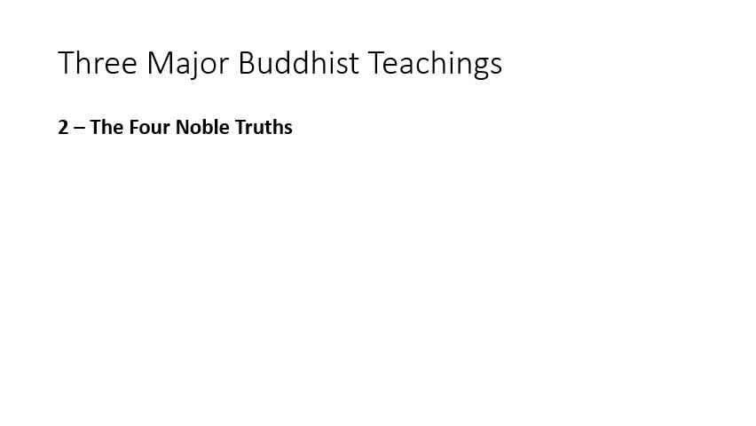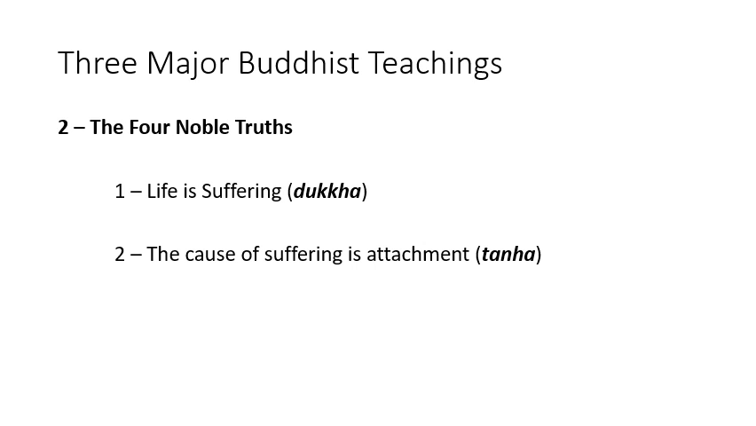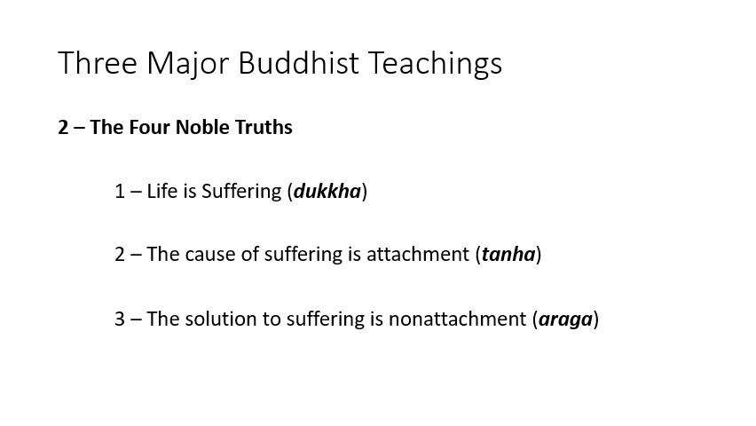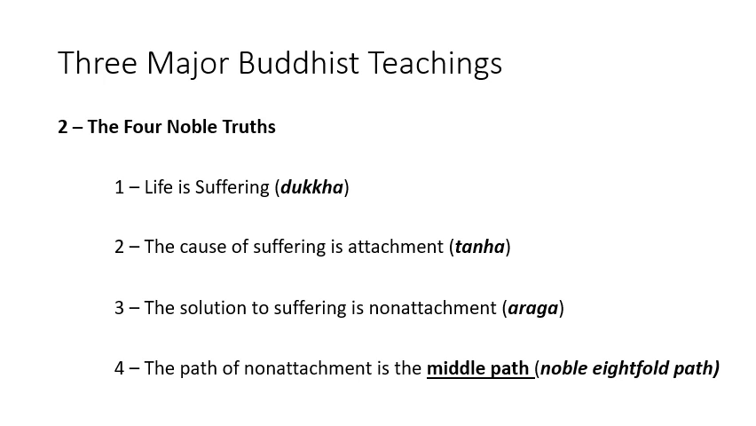The second major Buddhist teaching is what we call the Four Noble Truths. And these are basically four major points about the human condition and the nature of the world. The first noble truth is that life is suffering, or the concept of dukkha. Second is that the cause of suffering is attachment, or tanha. That the solution to suffering is non-attachment, or araga. And that the path of non-attachment is the middle path, also known as the Noble Eightfold Path. And again, we will learn more about these in another lecture.